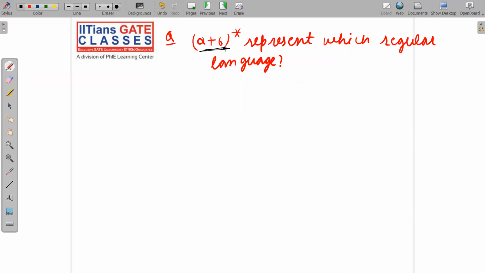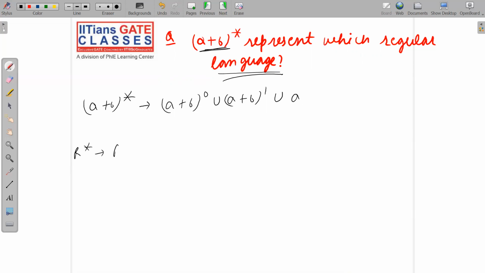Next, now what exactly is this representing? (a+b) whole star represents which regular language? See, try to expand it. (a+b) whole star will be expanded as (a+b) power 0 union (a+b) power 1. Why are we expanding it like this? Because this is the definition only. R star, I have already told you, is R power 0 union R power 1 union R power 2 union R power 3 union R power 4 and so on.